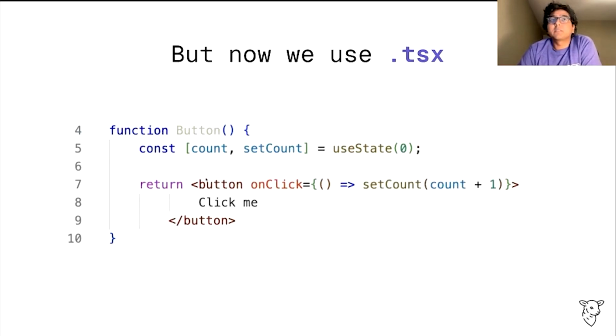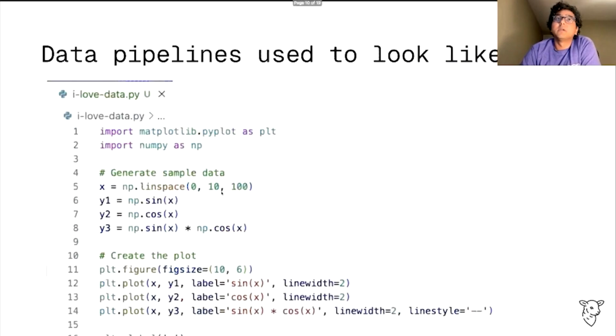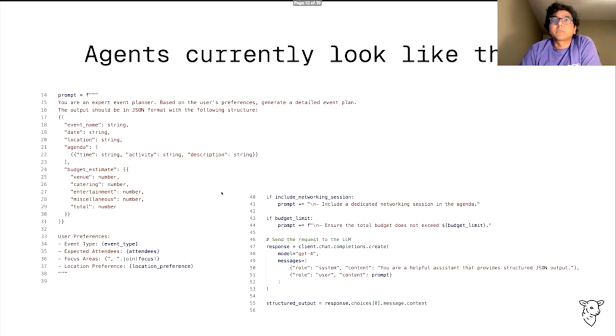On the other hand, if you wanted to make this button re-render when the count changed, that's just a very hard thing to do without having something like React, which automatically handles that for you. And the fact of the matter is, when you look at agentic code today, most of you probably have written code that looks something like this. And my personal opinion is that this is horribly ugly.